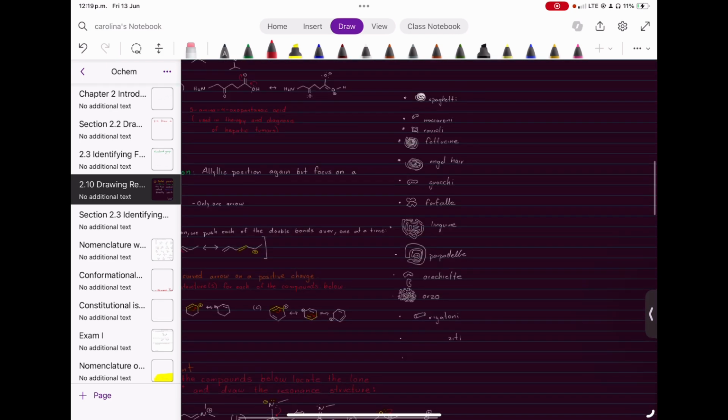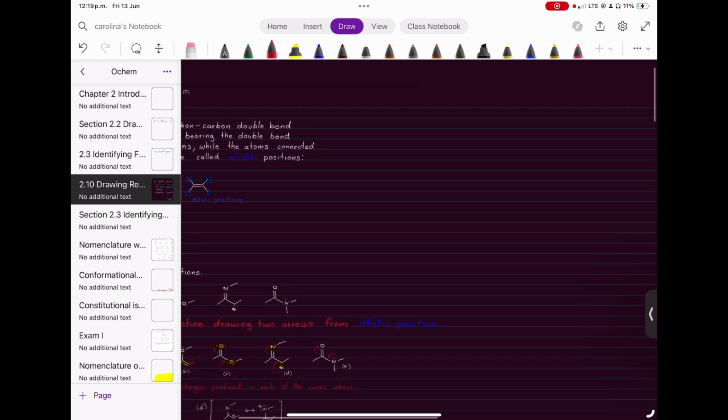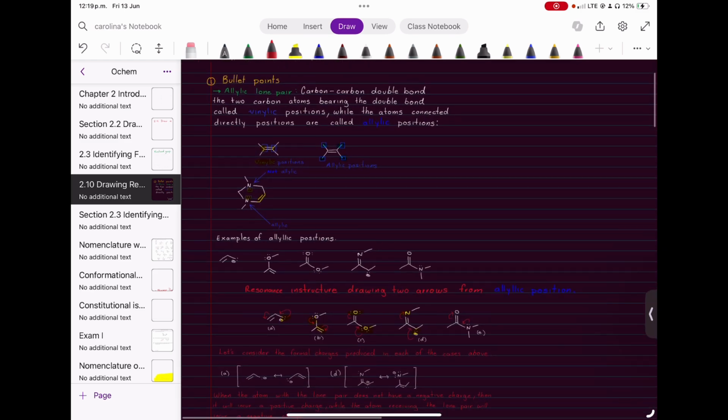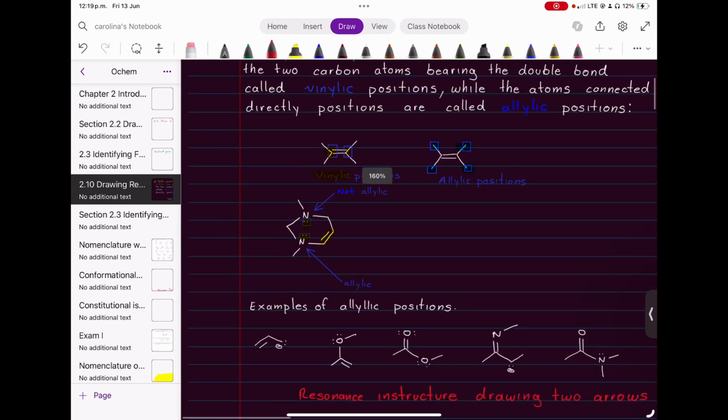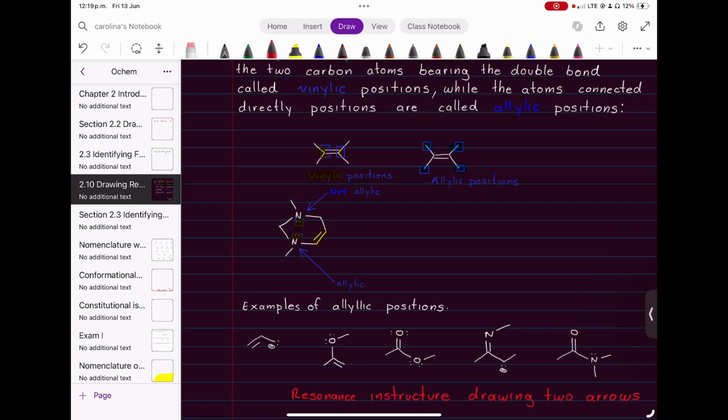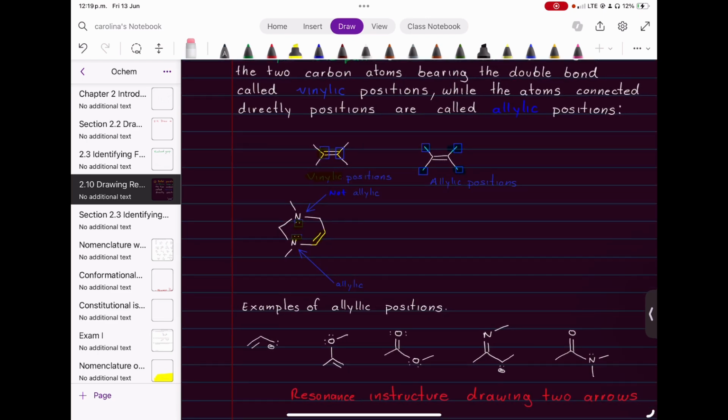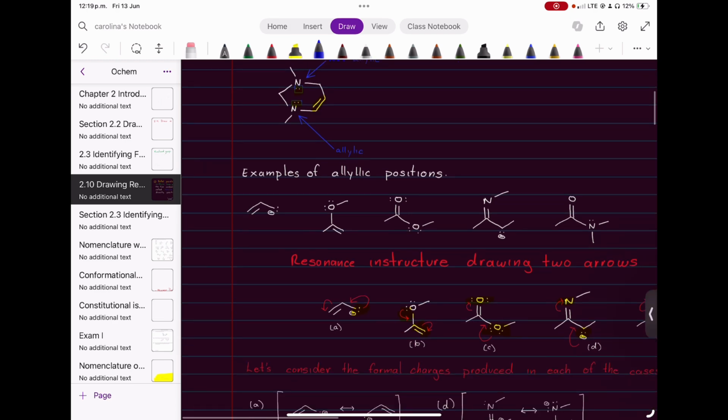So let's dive into it. First pattern is allylic lone pair. Let's just remember quickly what is benzylic and what is allylic. Benzylic is right immediate to the pi bond, and allylic is 1 carbon away from the pi bond. In this pattern, we're gonna use 2 arrows.